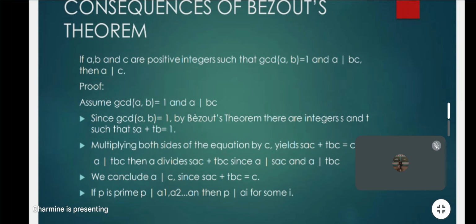If P is prime and P divides A1, A2, up to An, then P divides Ai for some i. Next slide.